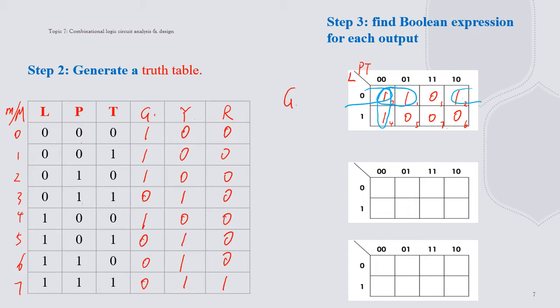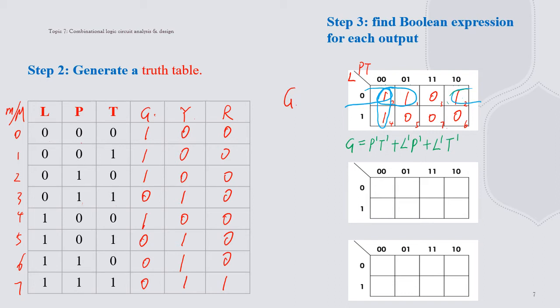Then we can write the expression for the green light, which is equal to, for this group, L is taken out, so we have P and T both equal to 0, so write P prime T prime. Or if we check this one, L is there, which is L prime, T is gone, so we have P prime here, L prime P prime. And the last group here, L is still there and P should be gone, so we have T there, L prime T prime. So we got a Boolean expression for the green light.